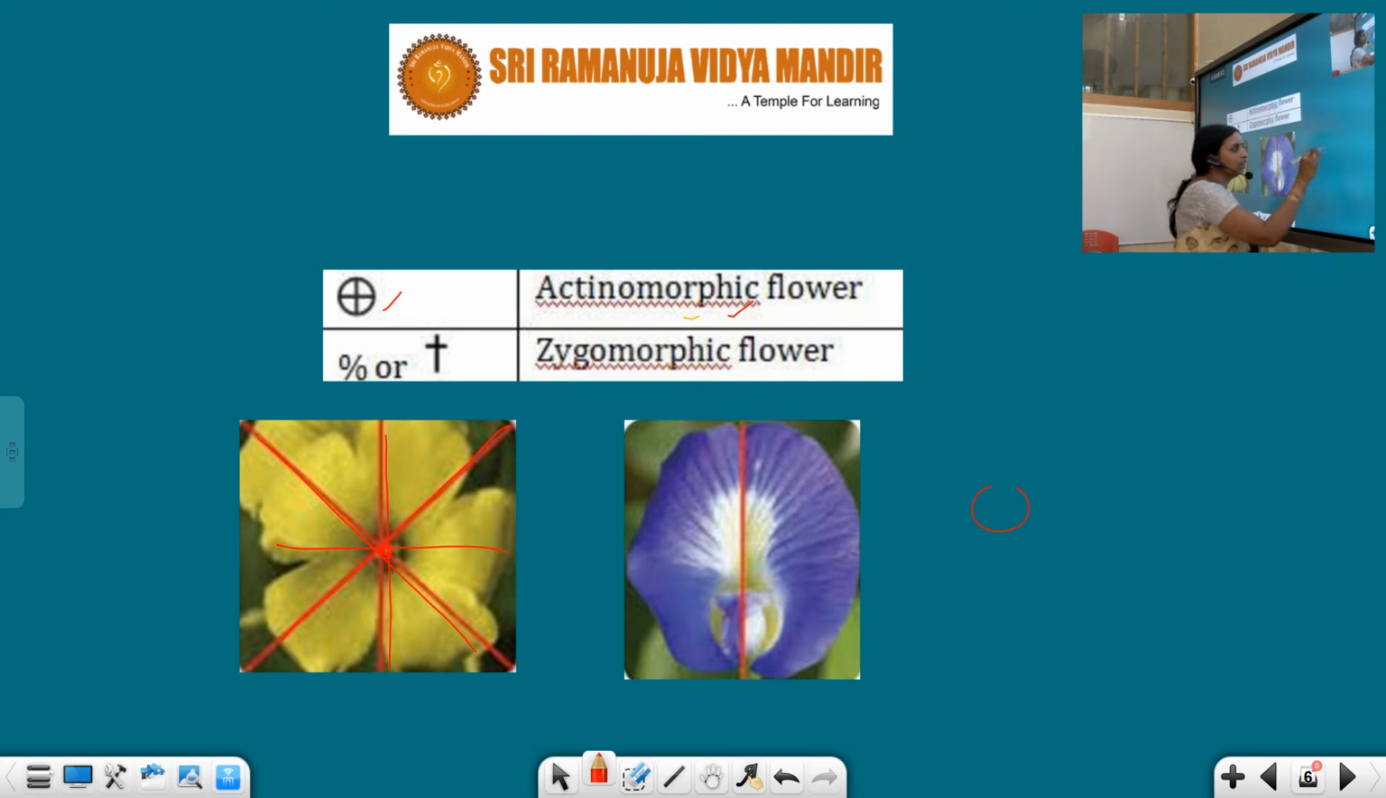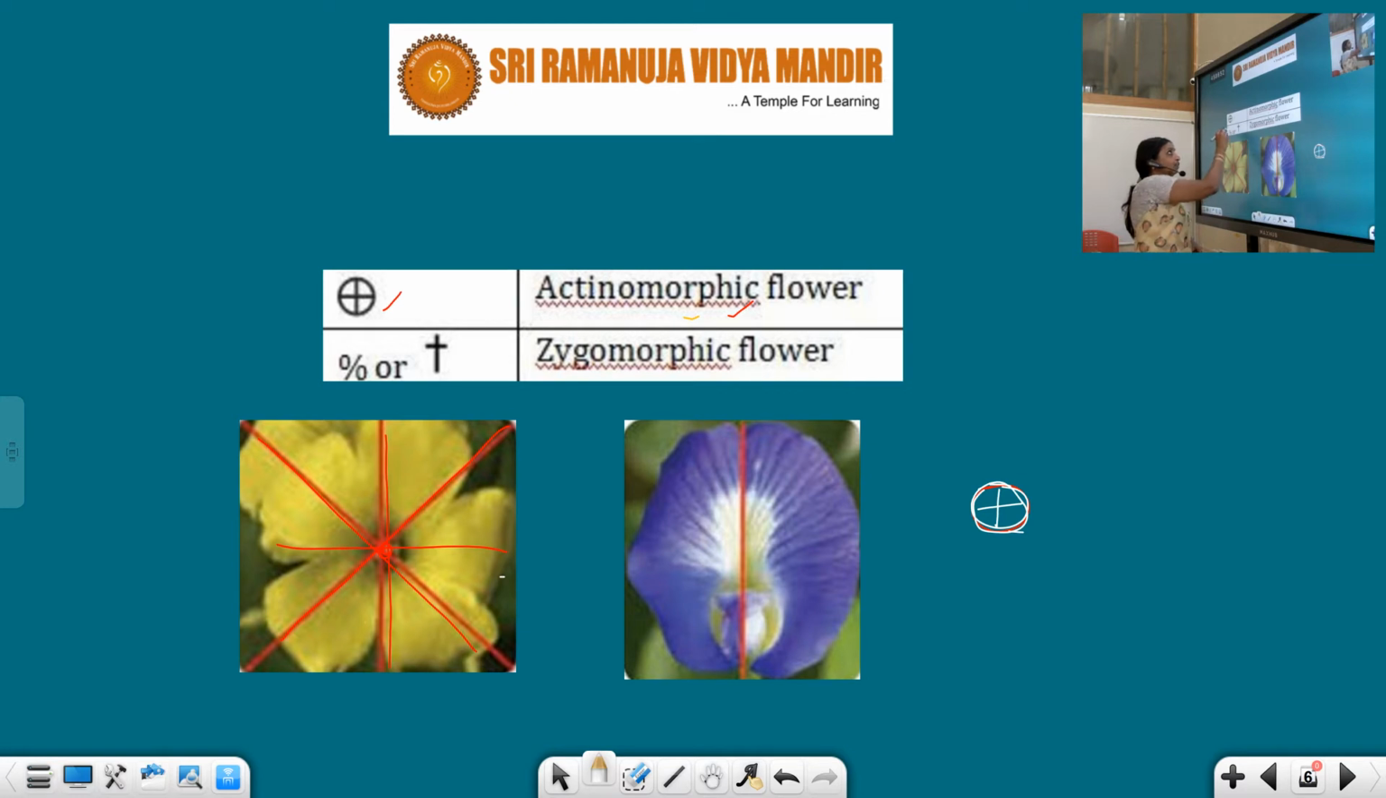The symmetry is actinomorphic, and actinomorphic can be shown in an easy way in the semi-technical description. You draw a circle and put a plus sign. This is actinomorphic. When you have to show actinomorphic, then just put this sign, and that means the flower is actinomorphic.